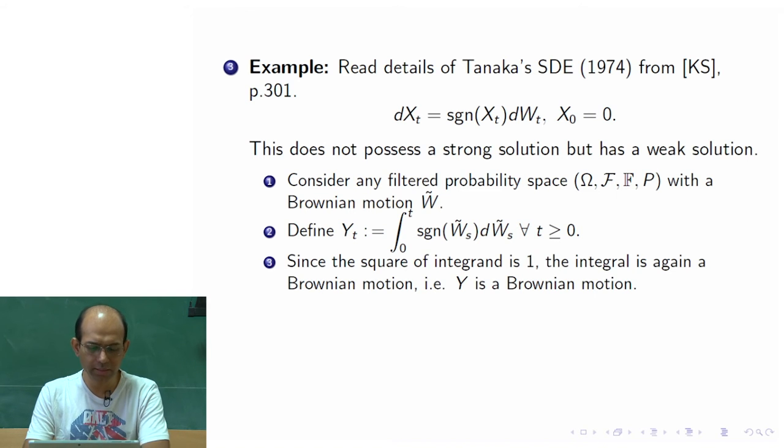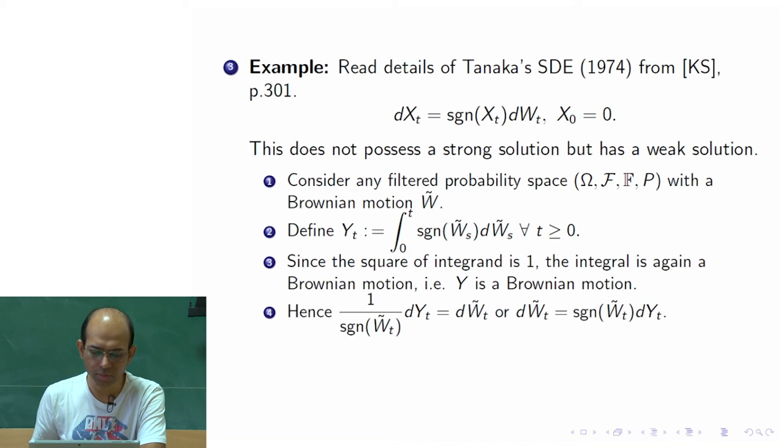So, here we are writing that since the square of the integrand is 1, the integral is again a Brownian motion, that is, y is a Brownian motion. Now, instead of this integral way of writing, we write it in differential form. So, dy_t is equal to sign(w tilde_t) dw_t. We can divide because it is non-zero anyway.